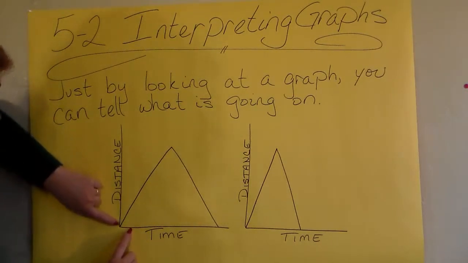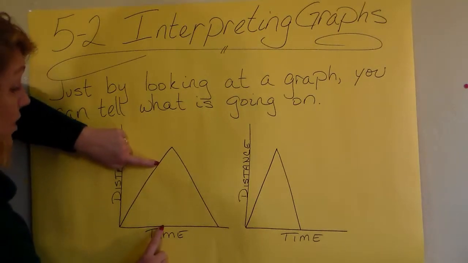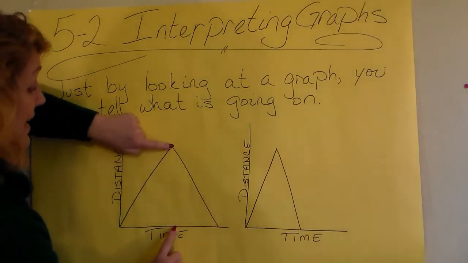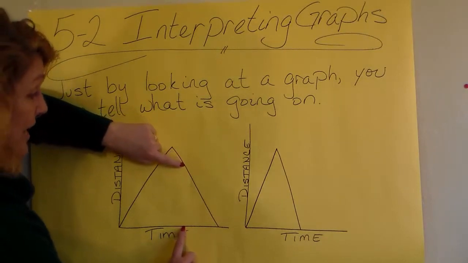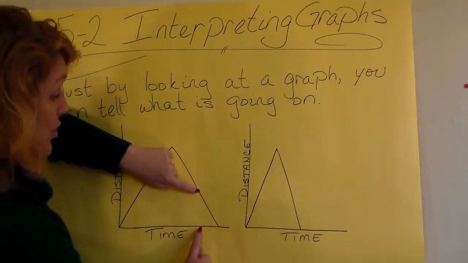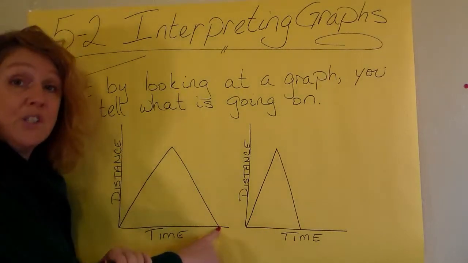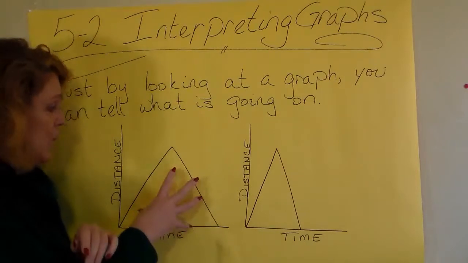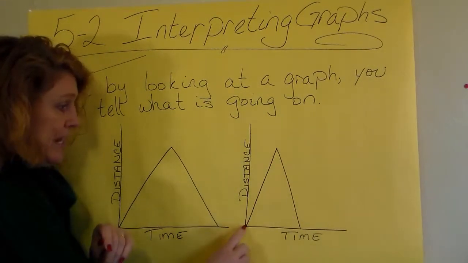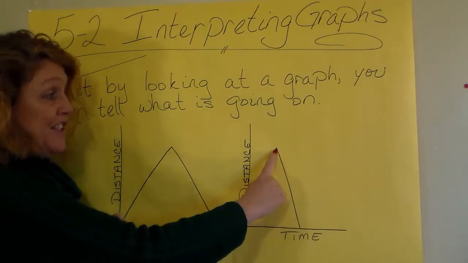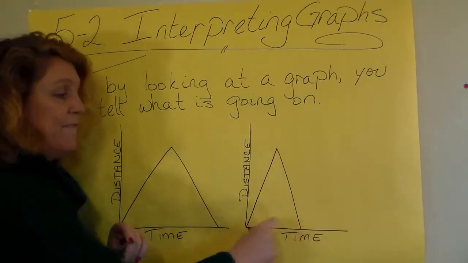as time goes on, I increased my distance away from whatever, and then at this point in time, I turned around and I started getting closer and closer to whatever until this time when I arrived back where I started. That's what this graph shows me. Now, this graph shows me that I went the same distance and I came back, but look, I did it faster.